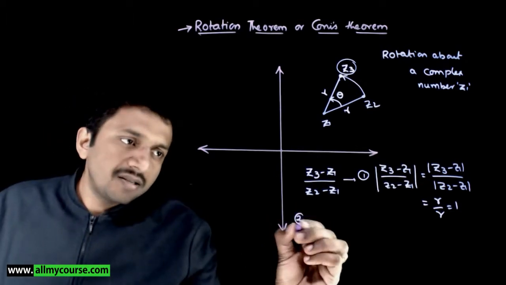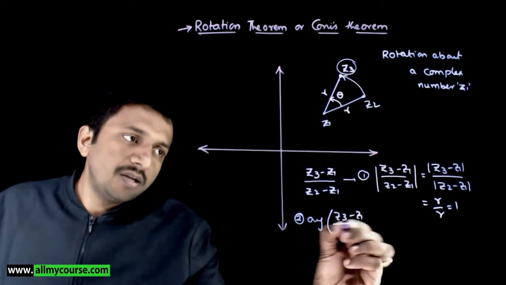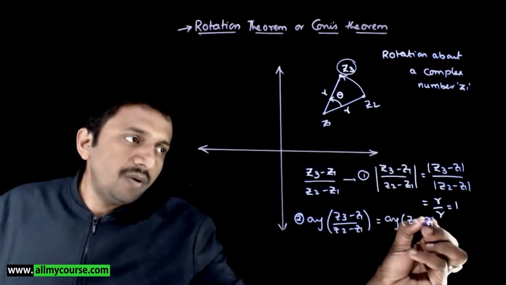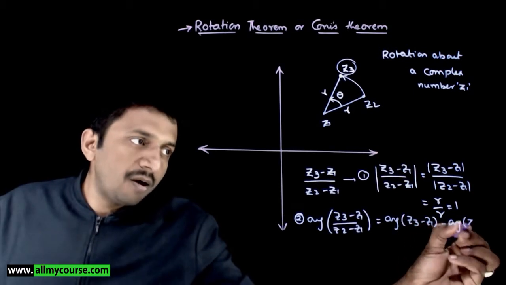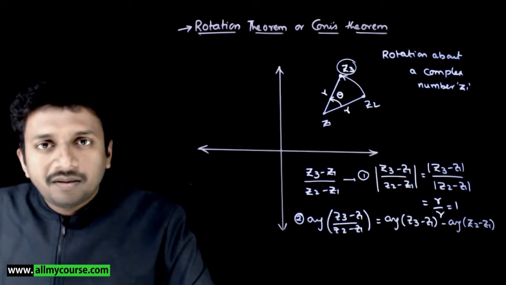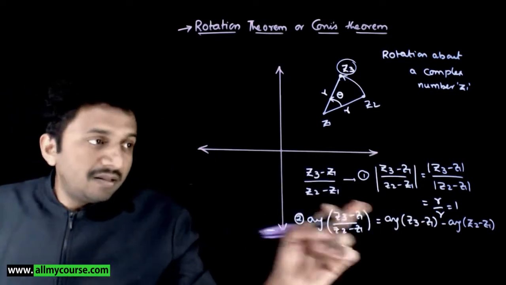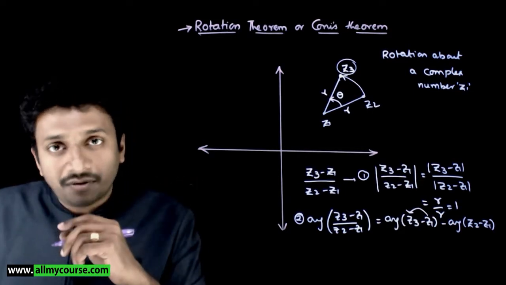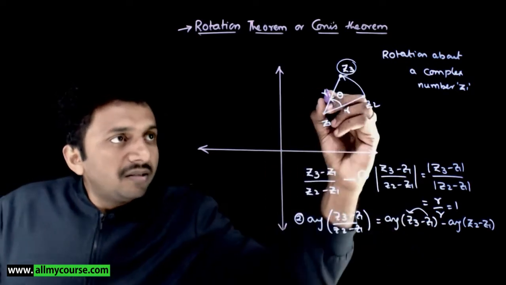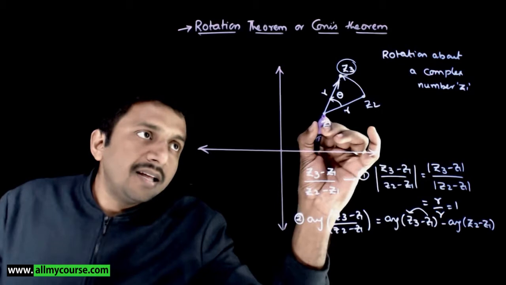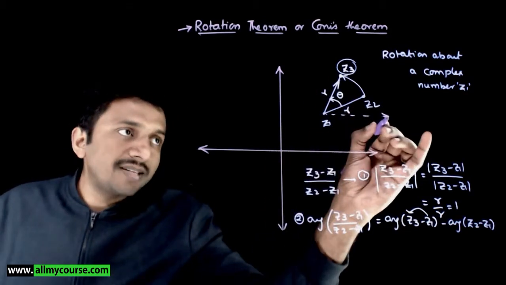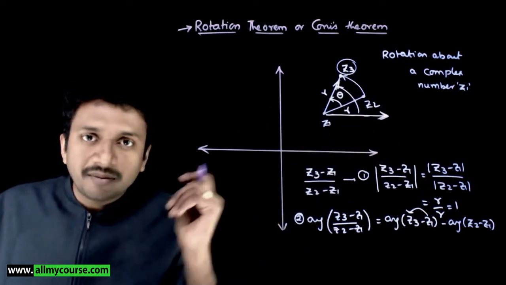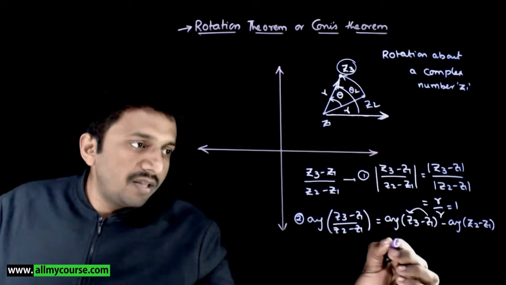Next, what is the argument of (z3 minus z1) by (z2 minus z1)? From the properties of argument, this is nothing but argument of the numerator z3 minus z1 minus argument of z2 minus z1. Now, what is argument of z3 minus z1? This is the angle made by the ray joining z1 to z3 with the positive real axis. So join z1 to z3, so you get this vector. What is the angle that this vector makes with the positive direction of x-axis? I'm drawing the positive direction of x-axis here. So this will be the angle that I'm talking about. So let this be theta 2.